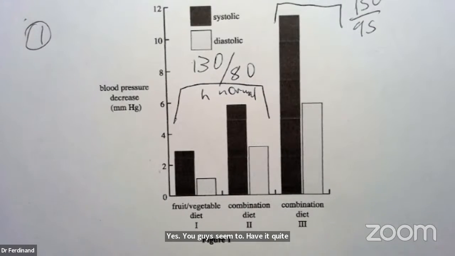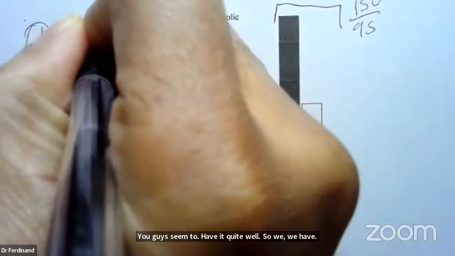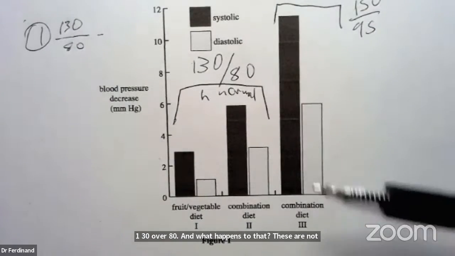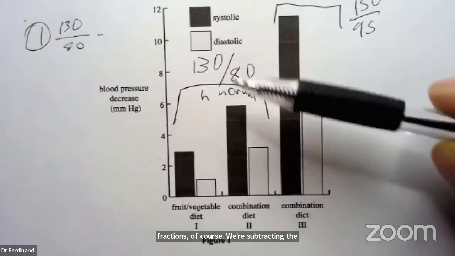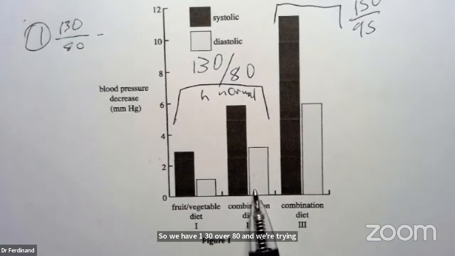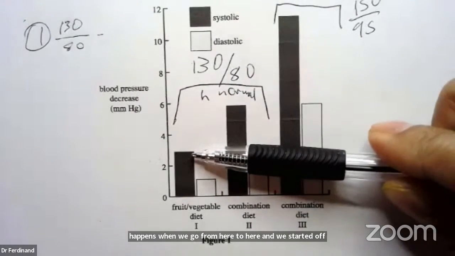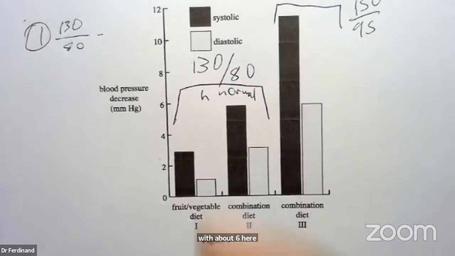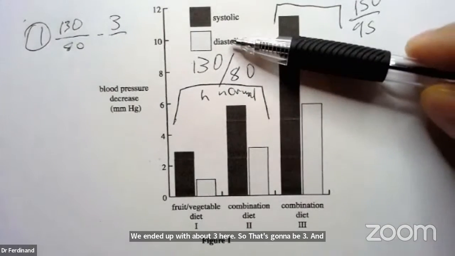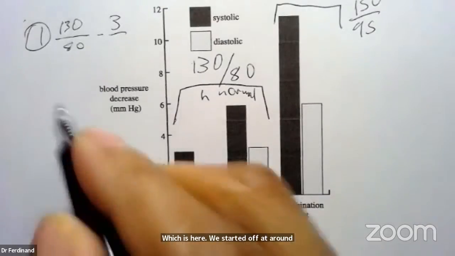So we have 130 over 80. And what happens to that? These are not fractions, of course. We're subtracting the systolic and the diastolic. So we have 130 over 80, and we're trying to see what happens when we go from here to here. We started off with about 6 here, we ended up with about 3 here, so that's going to be 3. And then for the diastolic, we started off at around 3 and ended at around 1.